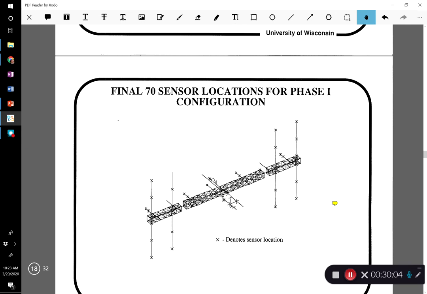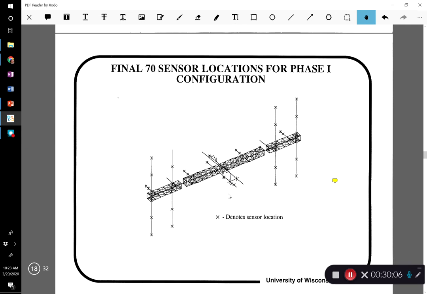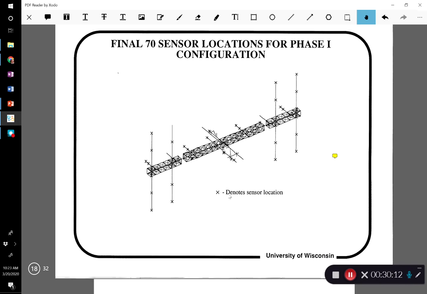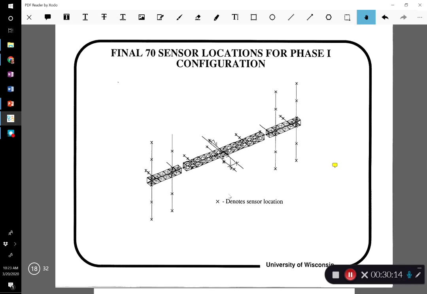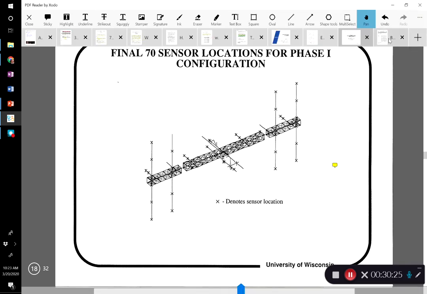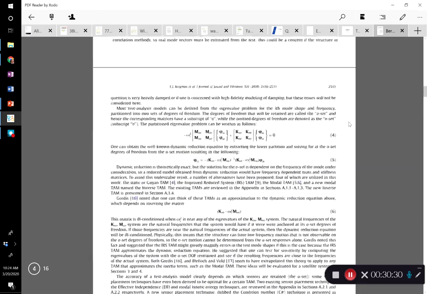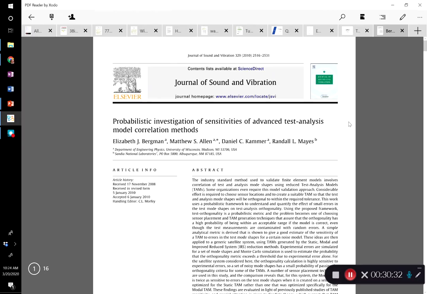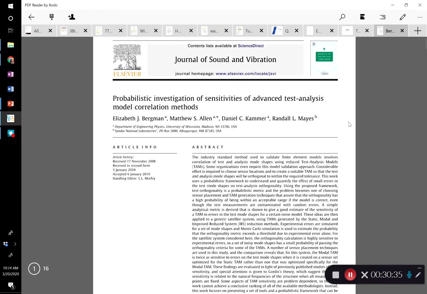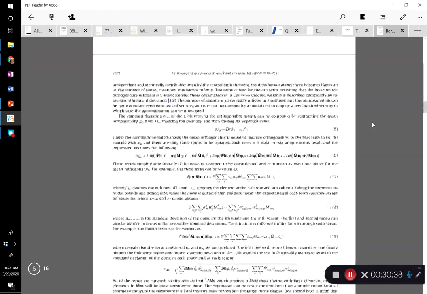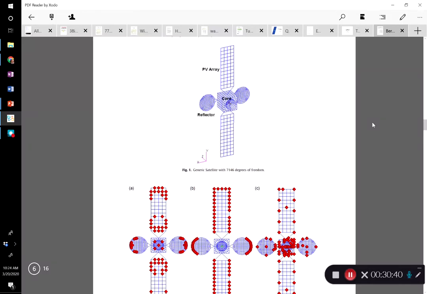And these are the final set of sensor locations that he came up with, assuming that they could afford 70 sensors. I can't remember if they were actually able to put 70 on or they put fewer on. I know there are at least tens of sensors up there at this point. So anyway, that's an application. I can show you one other. This is actually a paper that Kammer and I wrote several years ago. Elizabeth Bergman was a grad student here, and we were looking at different sensor placement algorithms and things.